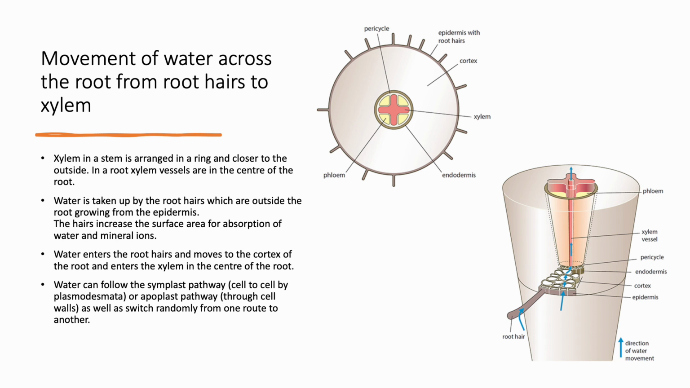Water enters the root hairs and moves to the cortex of the root, and then enters the xylem in the center of the root. Water can follow the symplast pathway, which is cell to cell by the plasmodesmata, or it can move through the apoplast pathway, which is through the cell walls. It can also switch randomly from one route to the other.